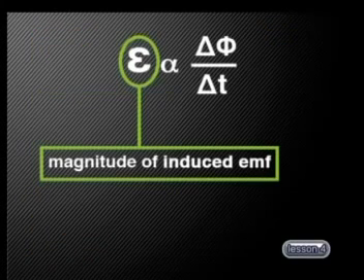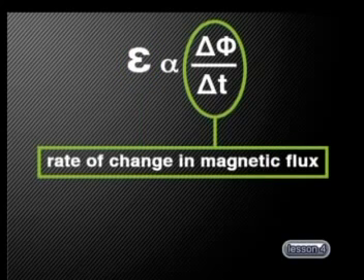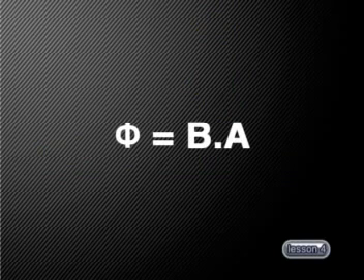E stands for the magnitude or size of the induced EMF, and delta phi over delta t is the rate of change in magnetic flux. Remember that the magnetic flux phi is equal to the product of the magnetic field B and the cross-sectional area A through which the field passes. So why did Faraday link the size of the induced EMF to the rate of change of magnetic flux?